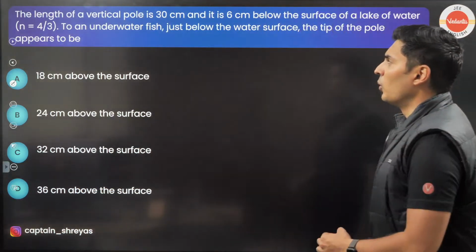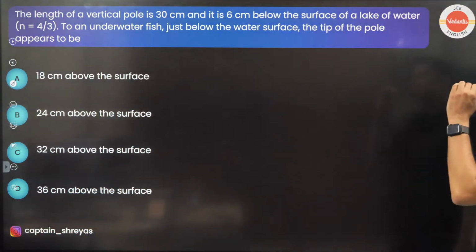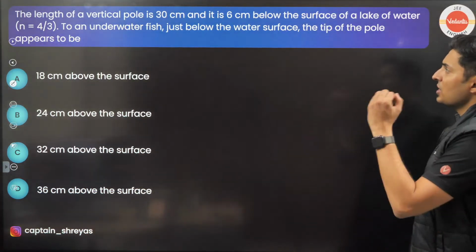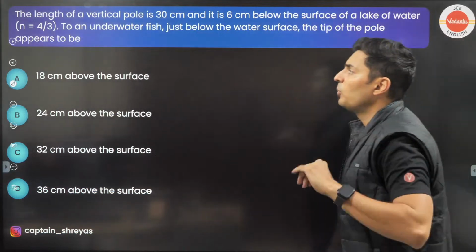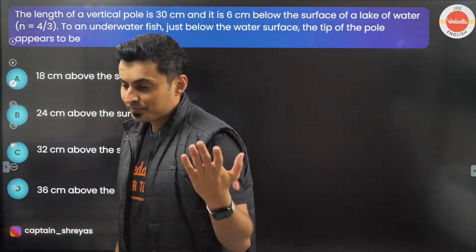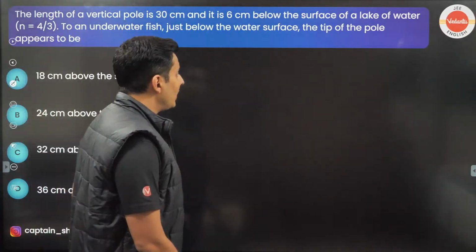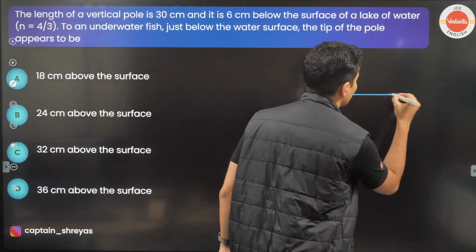Length of the vertical pole is 30 centimeters and it is 6 centimeters below the surface of the lake of water. To an underwater fish just below the water surface, the tip of the pole appears to be. Now what you can do is just draw the diagram, things will be very clear.